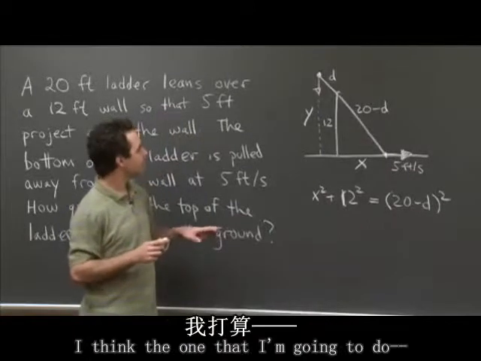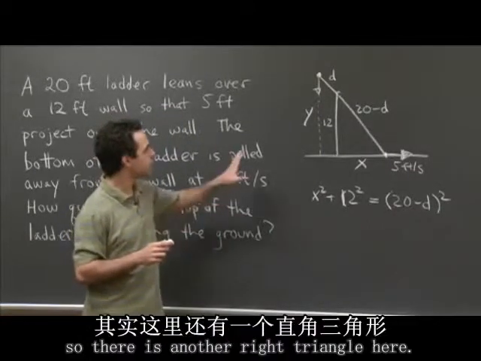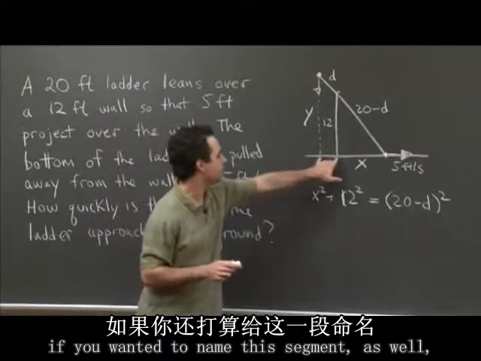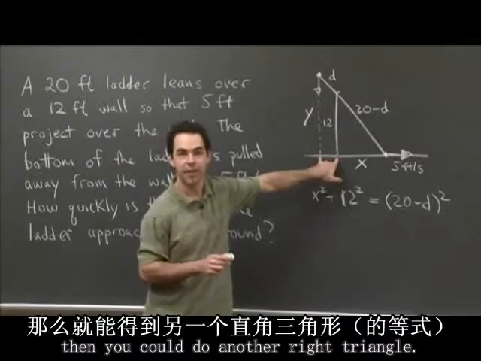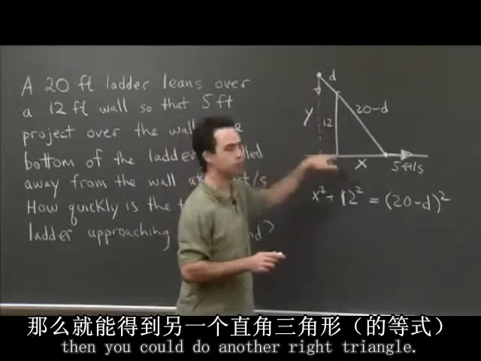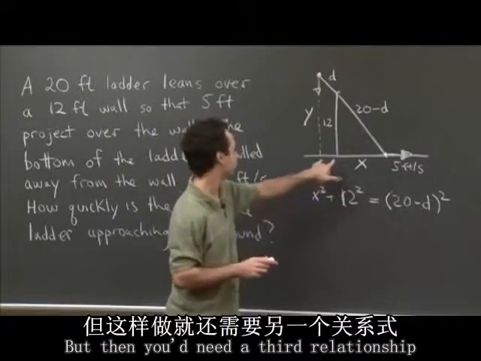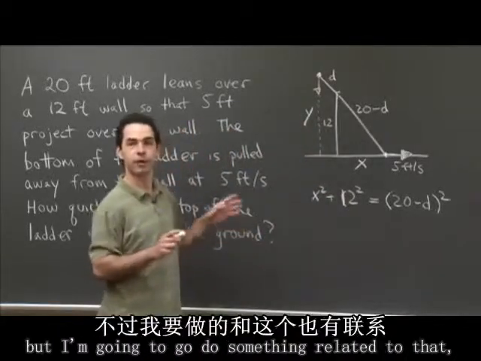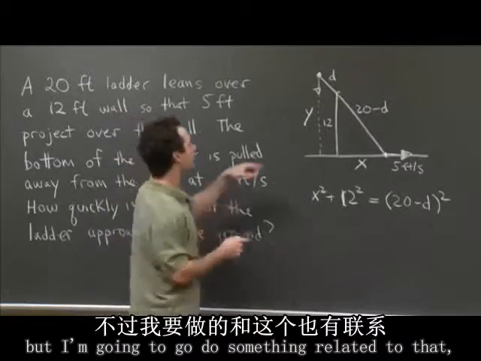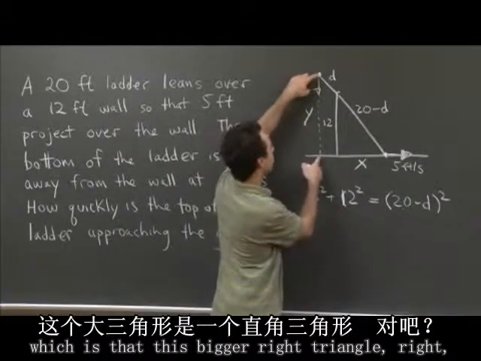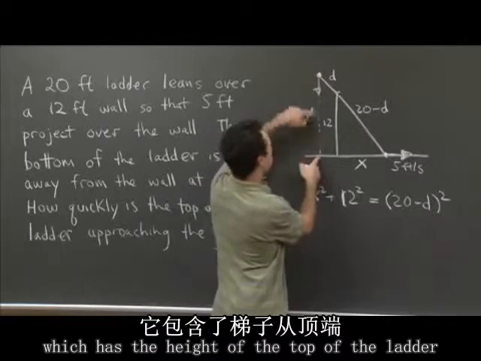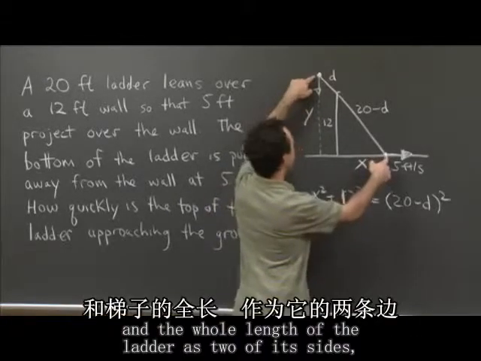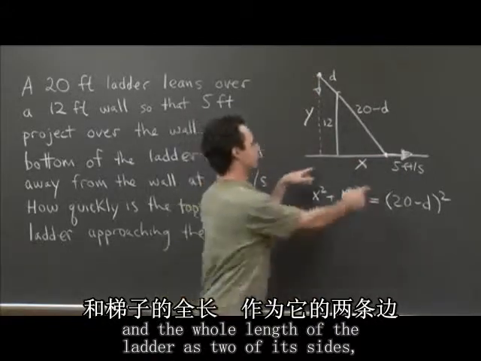I think the one that I'm going to do, so there is another right triangle here. If you wanted to name this segment as well, then you could do another right triangle. But then you'd need a third relationship relating this segment to d or something like that. So I'm not going to go that route. But I'm going to do something related to that, which is that this bigger right triangle has the height of the top of the ladder from the ground and the whole length of the ladder as two of its sides and a piece of the ground.